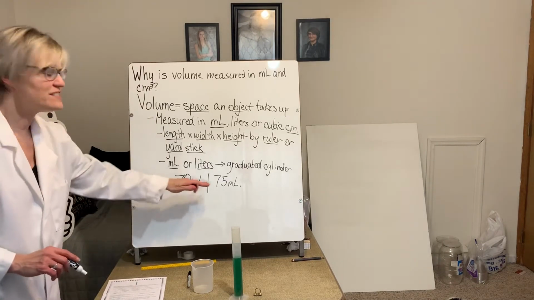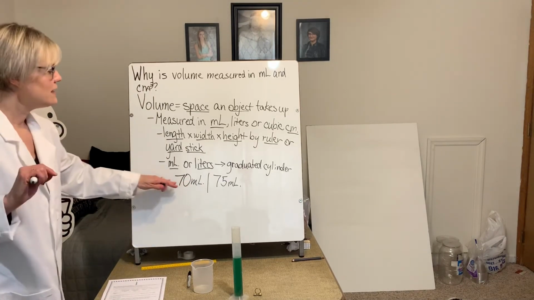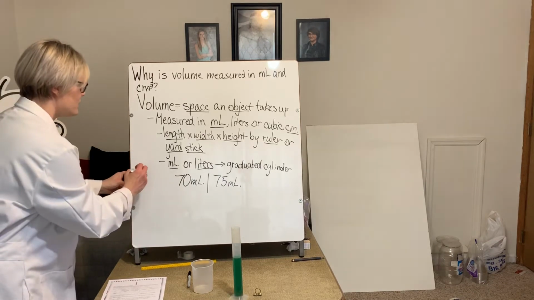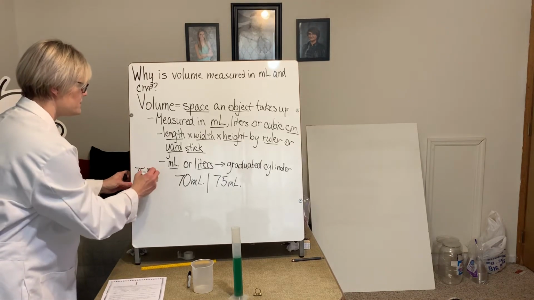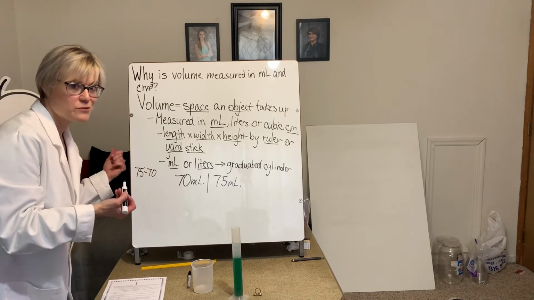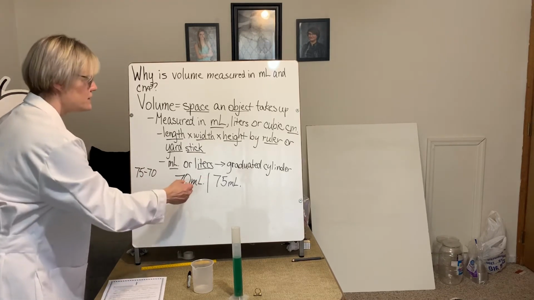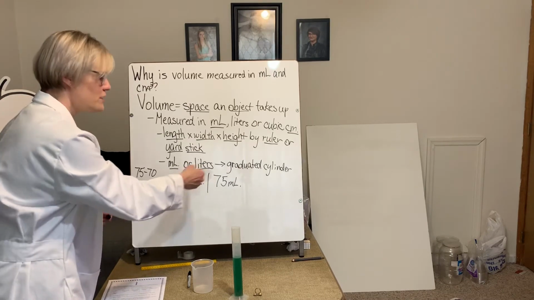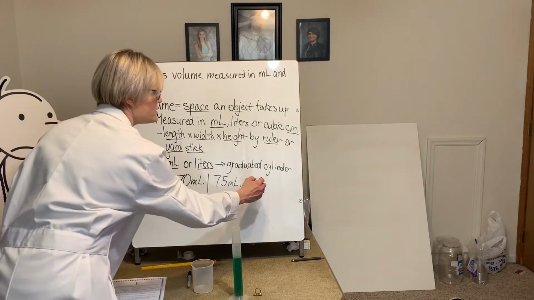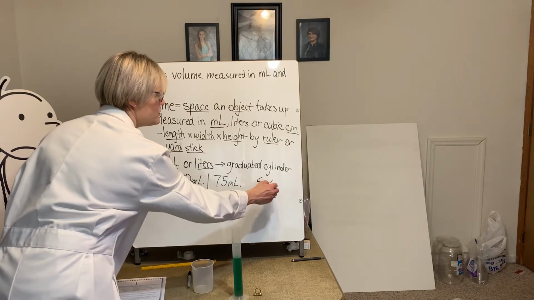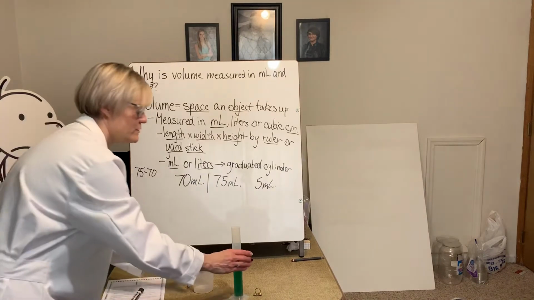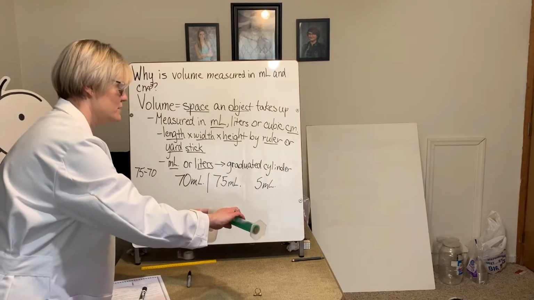I need to find the difference between these two. Now they look backwards right now, so when I subtract it, I have to be thinking 75 minus 70, obviously. Biggest number always goes first with subtraction. So I've got 70 milliliters. It changed to 75 milliliters. So the difference between those two is 5 milliliters. So the volume of my Lego man was 5 milliliters.